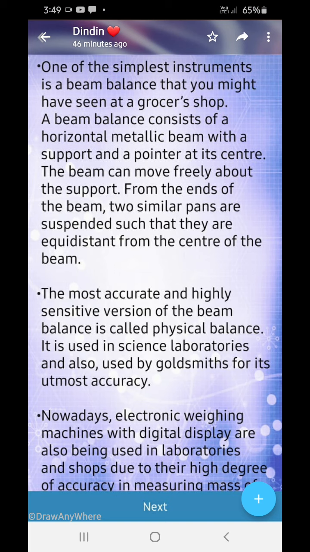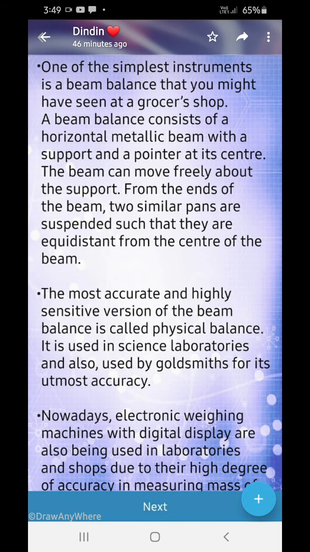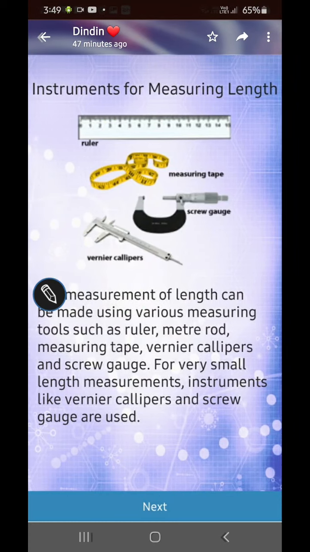The most accurate and highly sensitive version of the beam balance is known as the physical balance. It is used in science laboratories, and also by goldsmiths for its utmost accuracy. Nowadays electronic weighing machines are also being used in laboratories due to their high degree of accuracy in measuring the mass of things.